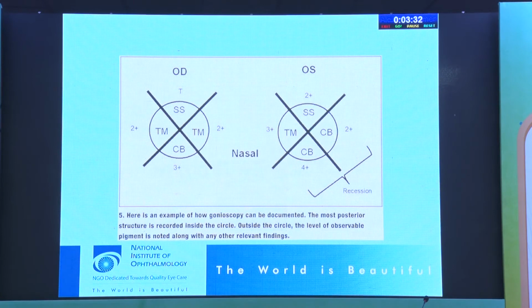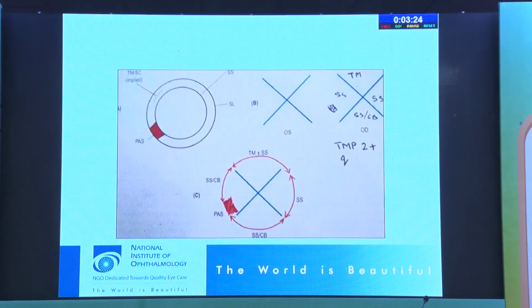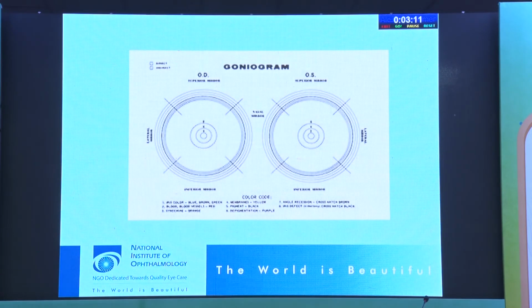Inside the circle, you just write the posterior-most structure visible in that quadrant, and generally this gives sufficient information, which will be useful for future comparison. So something similar, you can write the structure visible in that area. Any specific finding also you can write, like in which areas there are peripheral anterior synechiae. Another one that is recommended is the Becker's goniogram.